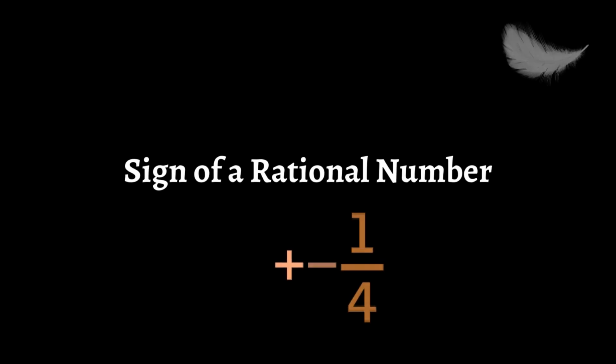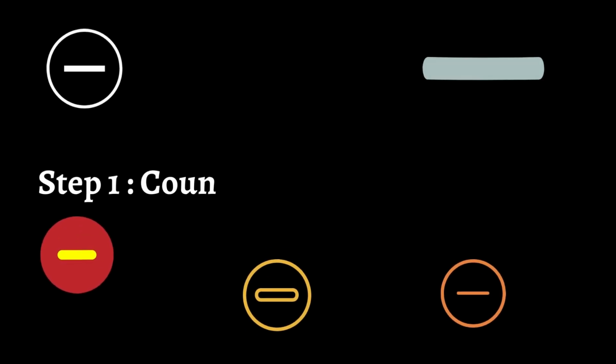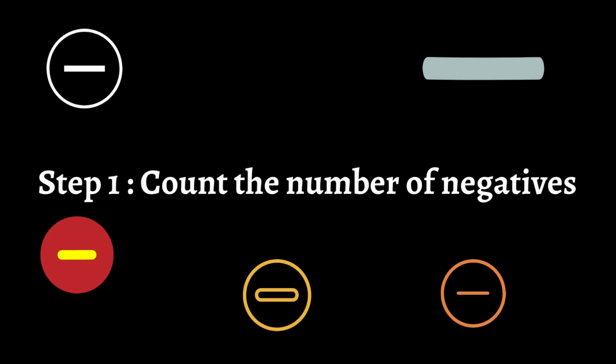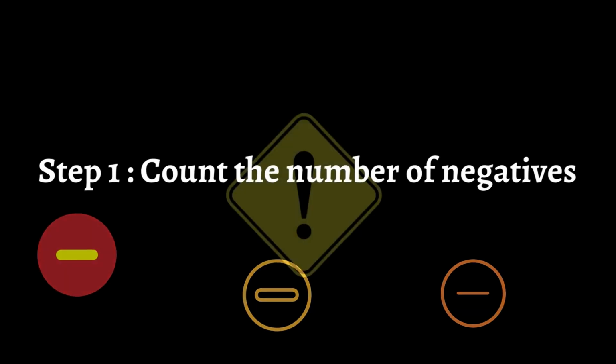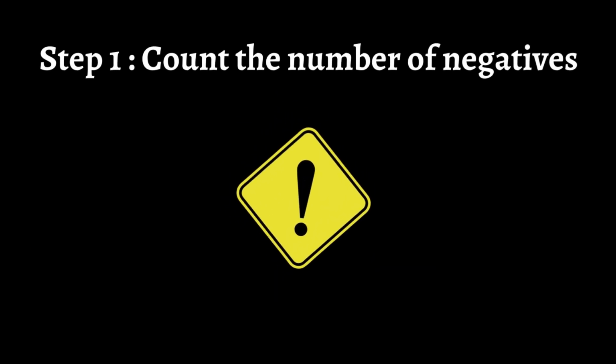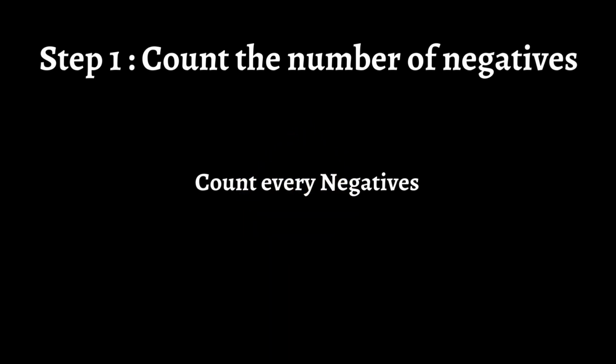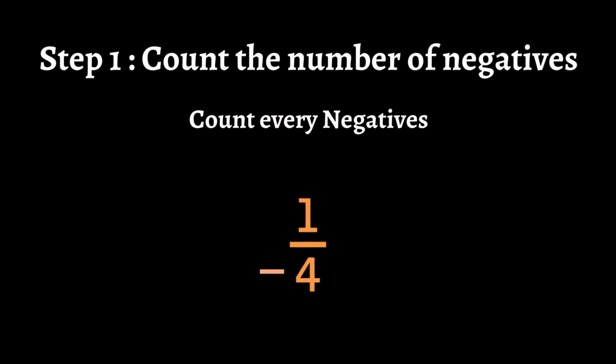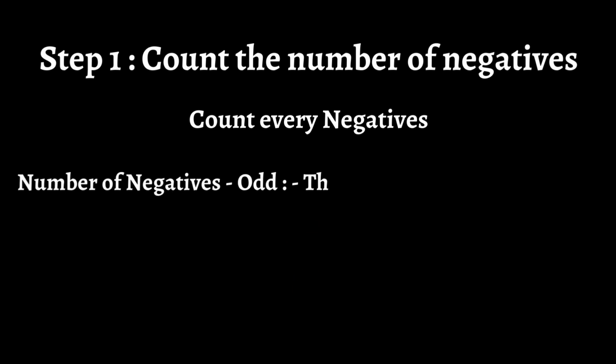And it's pretty simple. Just like we did in integers, count the number of negatives in every rational number. One thing we need to be careful about is that we need to count every negative, be it in the denominator, in the numerator, or for the entire number. Just like in integers, if the number of negatives is odd, the resulting sign of the number will be negative.